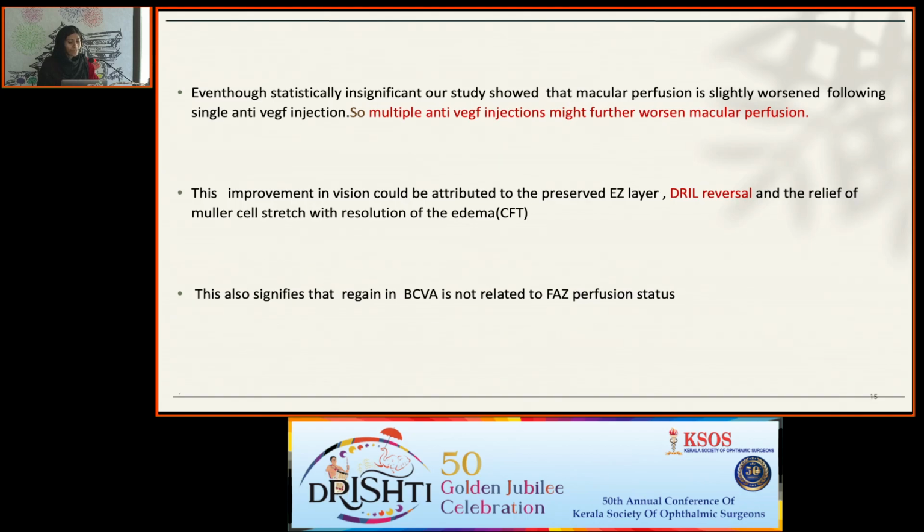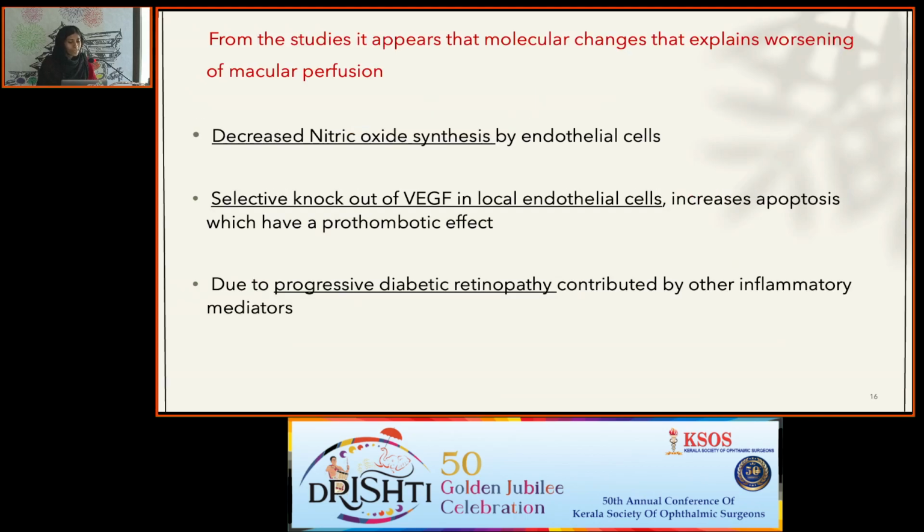This also signifies that the regain in best-corrected visual acuity is not related to the foveal avascular zone perfusion status. From the studies, it appears that the molecular changes that explain worsening of macular perfusion are due to decreased nitric oxide synthesis by endothelial cells and due to the selective knockout of vascular endothelial growth factor in local endothelial cells, which have a prothrombotic effect, and also due to the progressive diabetic retinopathy contributed by inflammatory mediators other than VEGF.